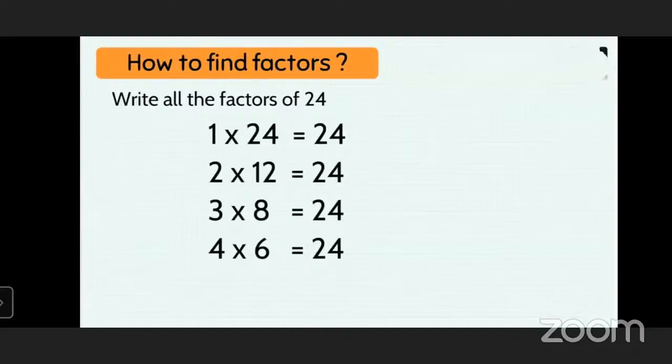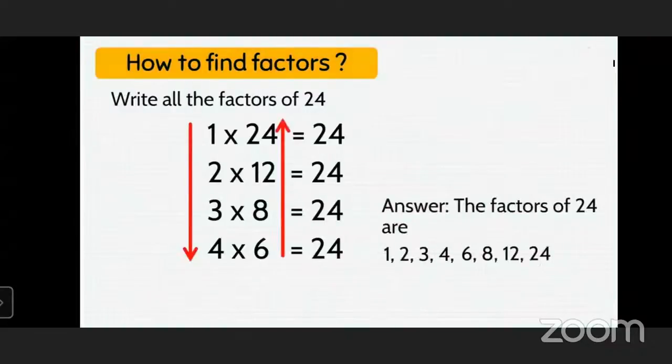Next, write all the factors of 24. One multiplied by 24 is 24 itself, 2 twelves are 24, 3 eights are 24, 4 sixes are 24. So these are the factors of 24: 1, 2, 3, 4, 6, 8, 12, and 24 itself. We can multiply likewise to find them.